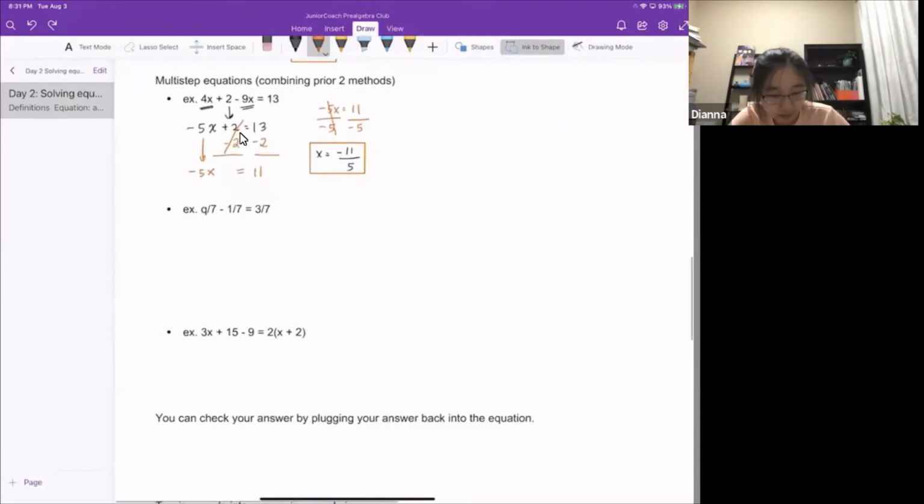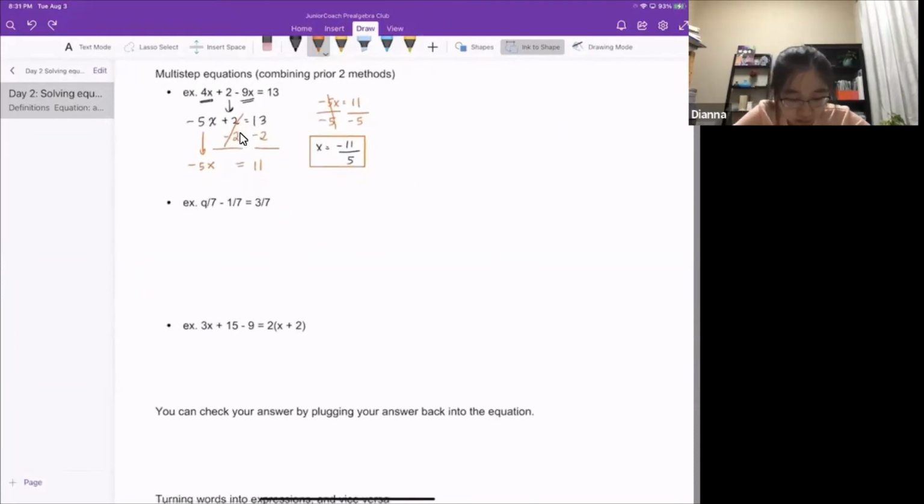Okay, so the second problem. So q divided by 7. I'm going to rewrite this so it's prettier. It looks like an A. No. Q, my Q's look weird, divided by 7 minus 1/7 equals 3/7. So this is a very strange one with all fractions, right? But it's pretty much the same rules apply.